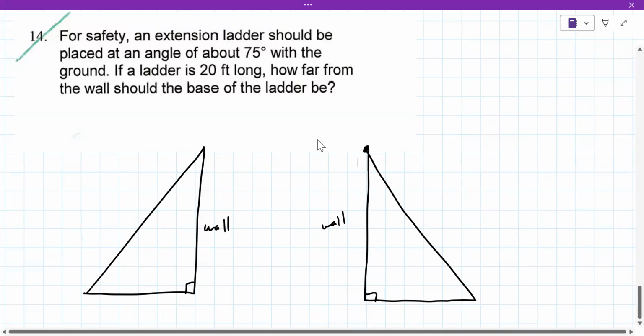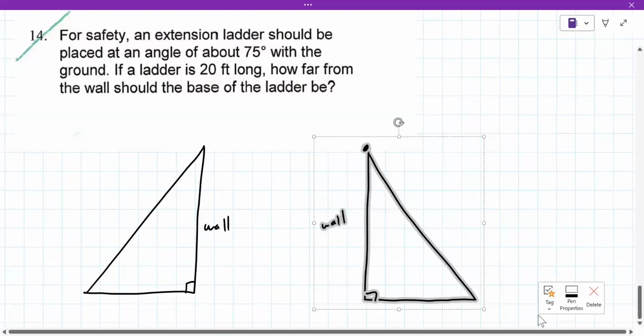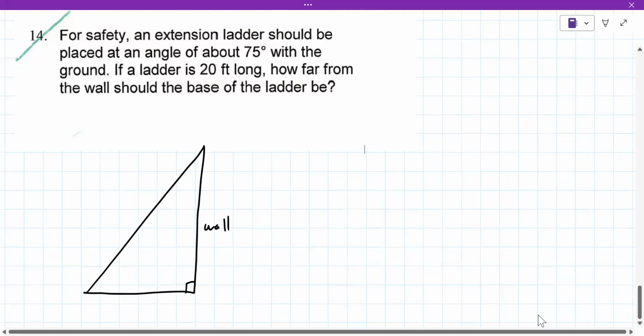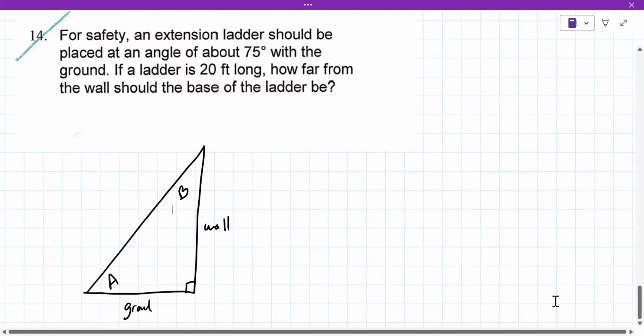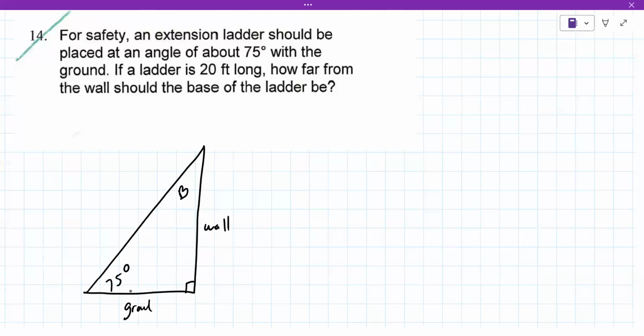Left. Okay. The angle that's made with the ground is 75 degrees. Is that angle A or angle B? A. It is A. So let me write that in there. A is 75 degrees. The ladder, and sometimes you just got to draw a ladder just to kind of visualize it. That's the ladder, and it's 20 feet long.